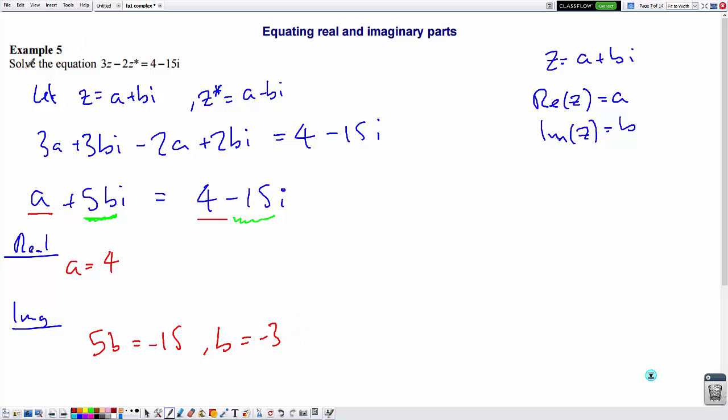So let's finally solve. So what do we have to do? We want to solve this equation. Solving this equation means finding what z is. Well, we found a, we found b. We said z equals a plus bi. So finally, z is equal to 4 minus 3i.